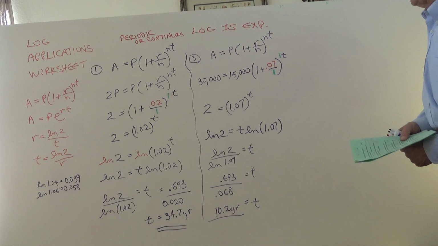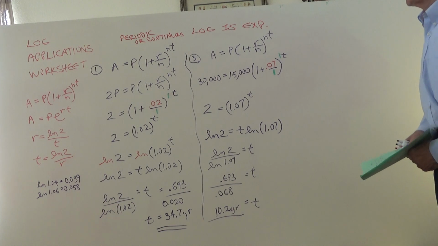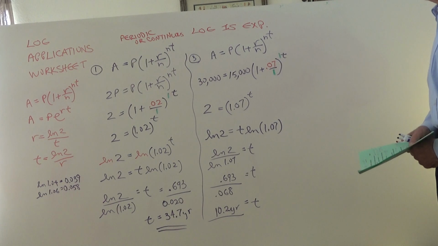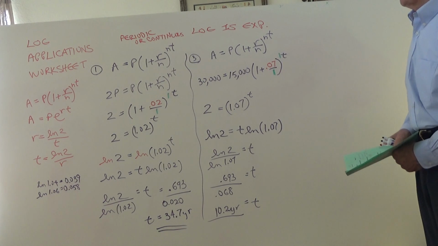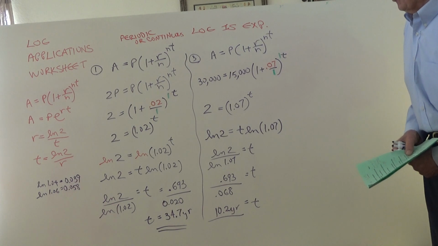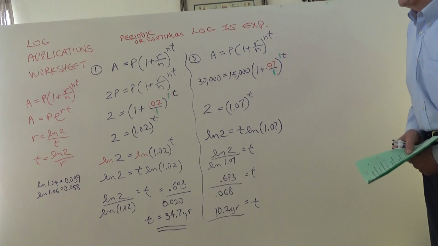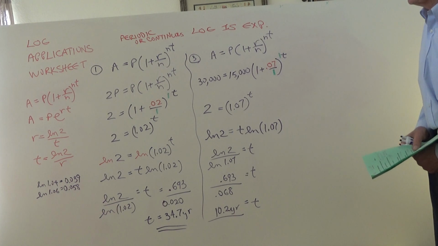Periodic compounding formula. The second one is our continuous compounding. It's called the PERT formula, A equals Pe to the rt. And the last two there are derived from that PERT formula. These are the continuous doubling or continuous halving for the rate and also for the time.